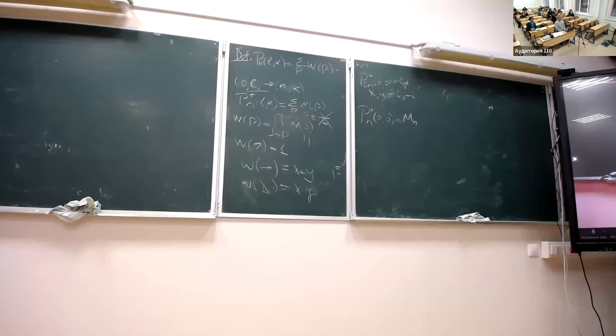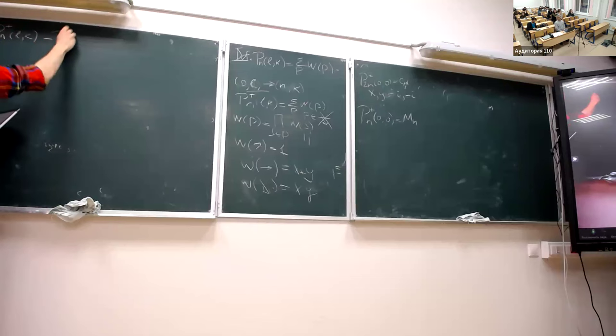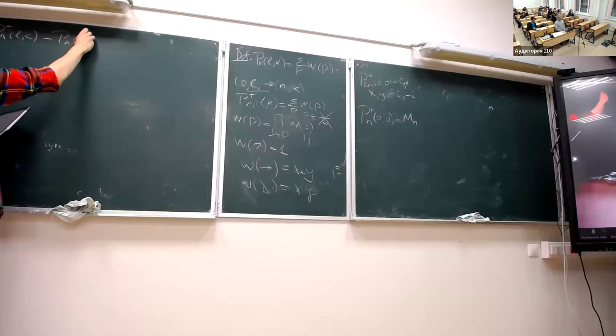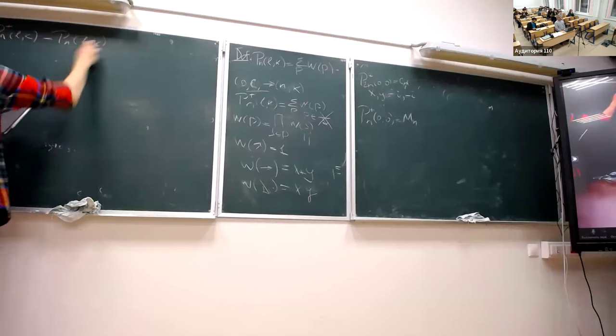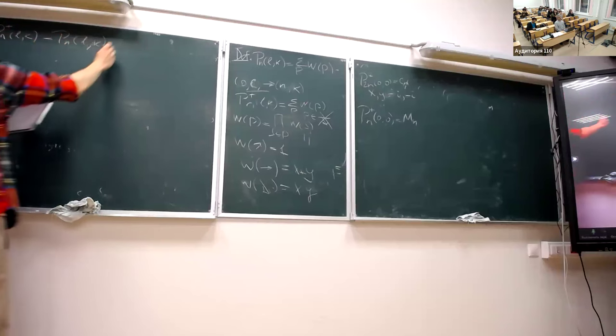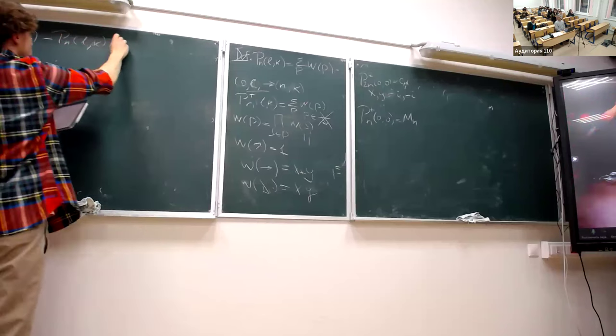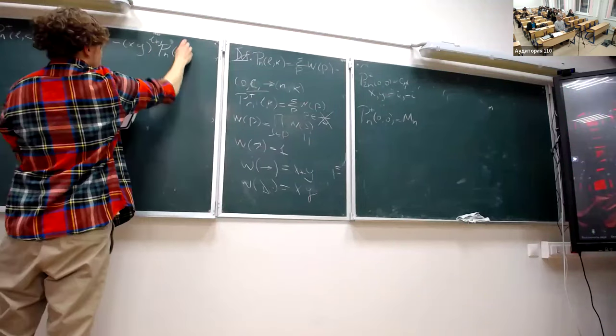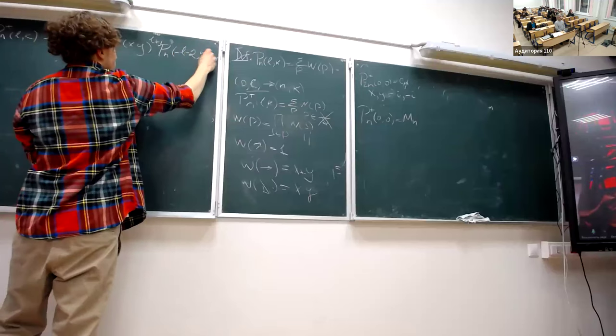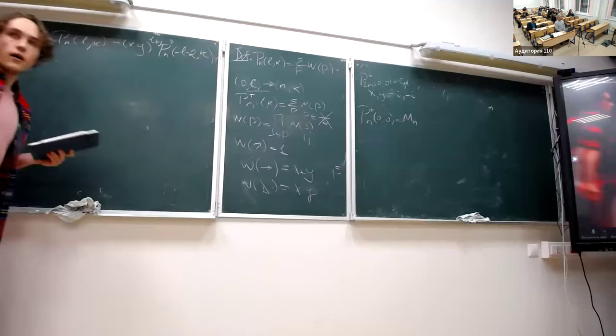Теорема. P plus of m, l, k equals P of n, l, k without a plus, minus (xy) to the power of l plus 1 times P n, minus l minus 2, k. And we are going to prove this geometrically.